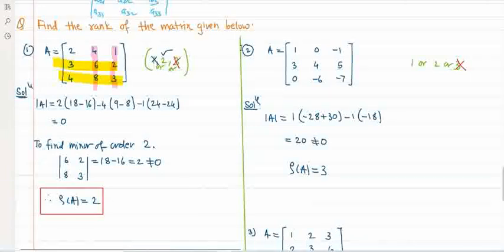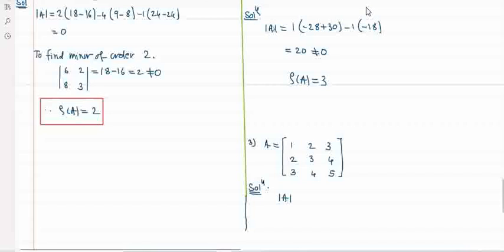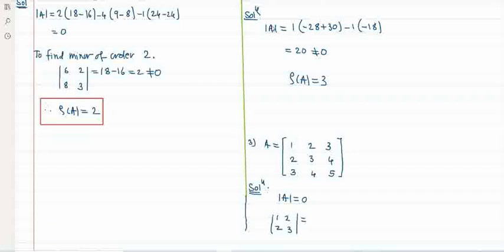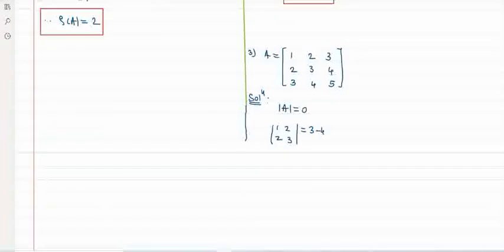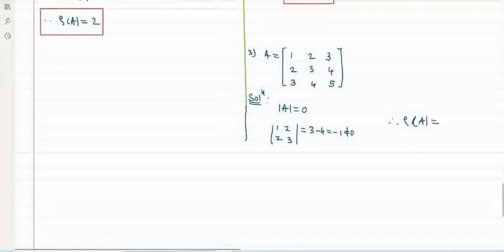Now in this case, if determinant of A is equal to 0, then only we have to go for minor of order 2. You can check any. Suppose 1, 2, 2, 3: 4 minus 1, which is not equal to 0. Therefore, rank of A equal to 2. Okay. Next lecture we will continue.